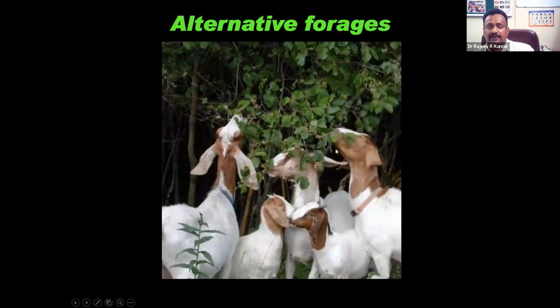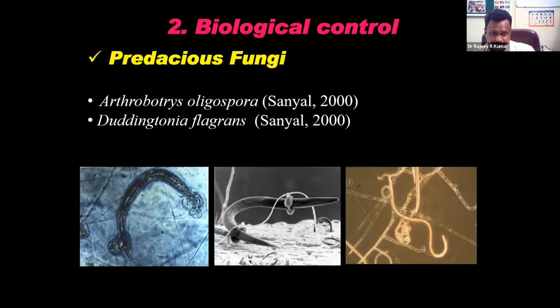Then alternate forage. As I mentioned, there are many plants having anthelmintic activity, so such plant products, like leaves, seeds, etc., can also be fed to the animals. Now biological control is important, but it is not feasible under field conditions. Many scientists have tested that this fungi has the capability to eliminate the parasite from the animal host, but it is not commercially available in the Indian market.